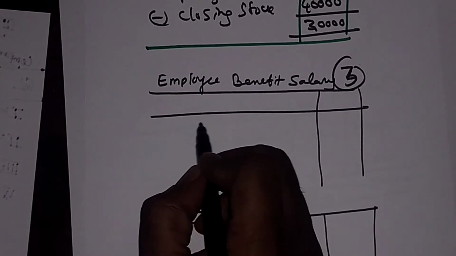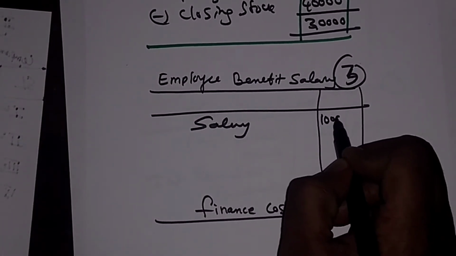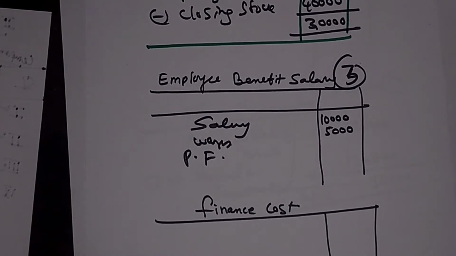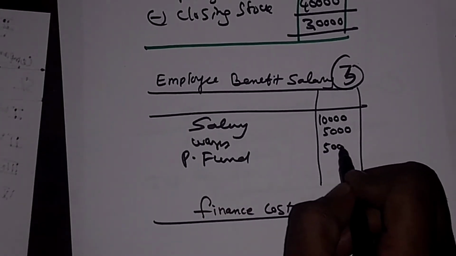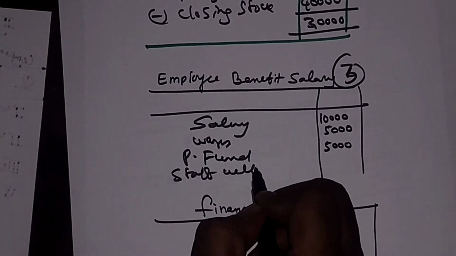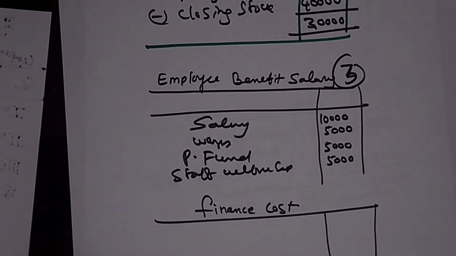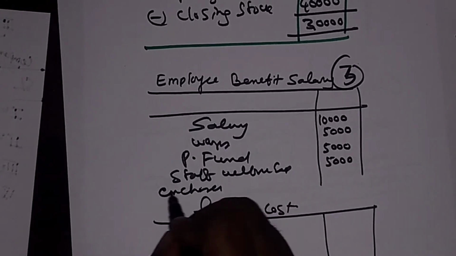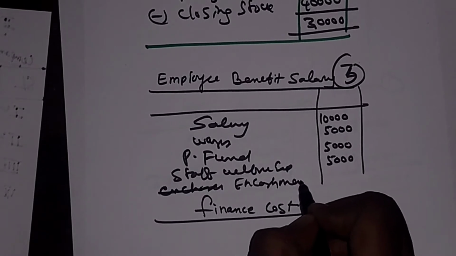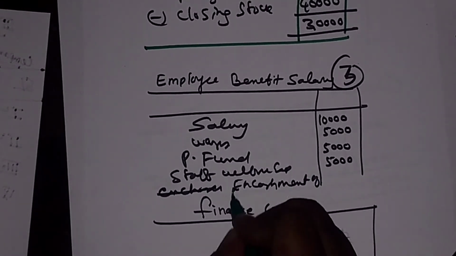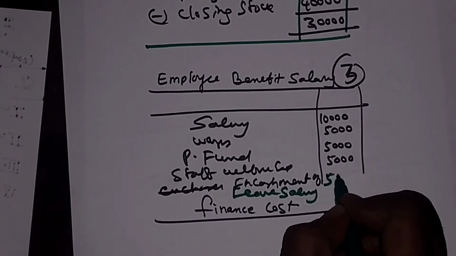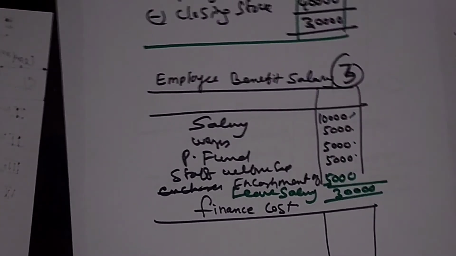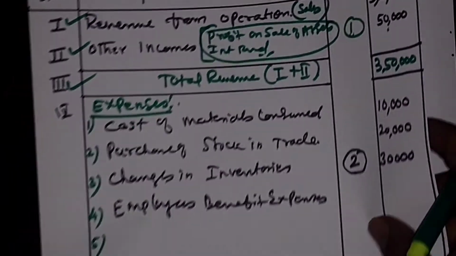What are the benefits of employees? One, salary 10,000, wages 5,000, provident fund 5,000, staff welfare expenses 5,000, encashment of leave salary 5,000. 5,000, 10, 15, 20, 25, 30,000. This 30,000 of note number 3 I will write here.